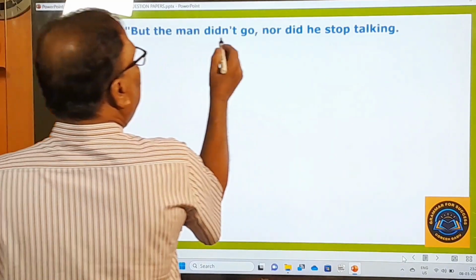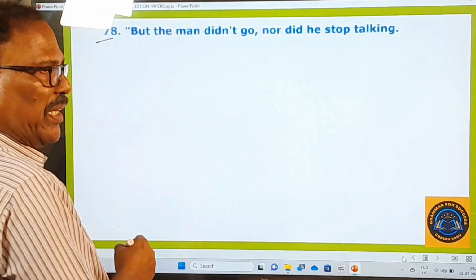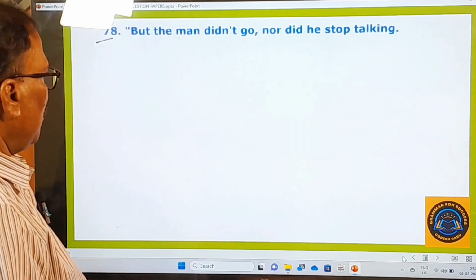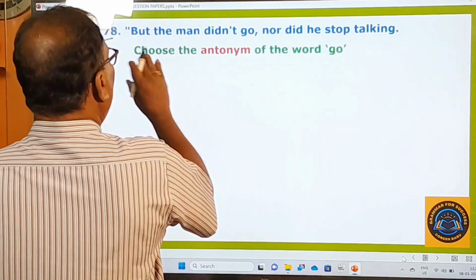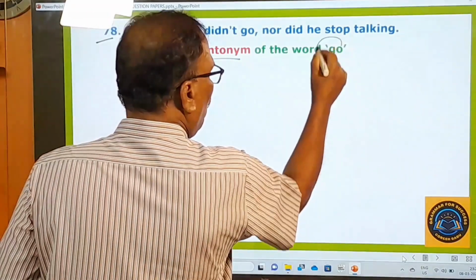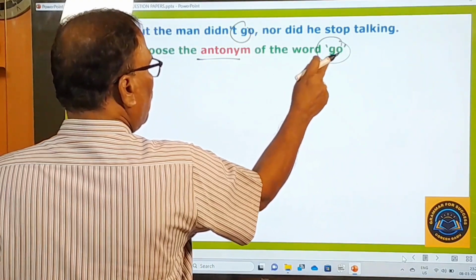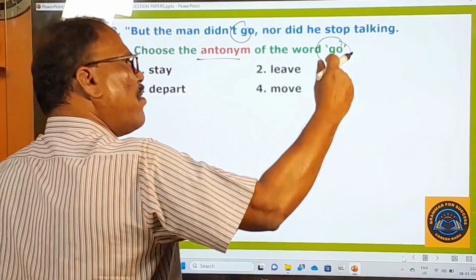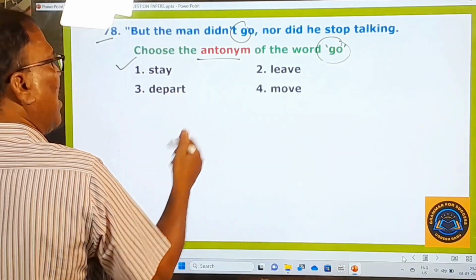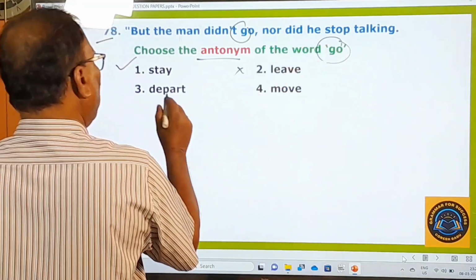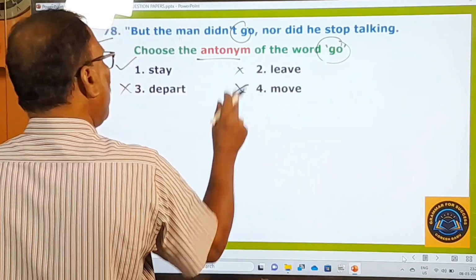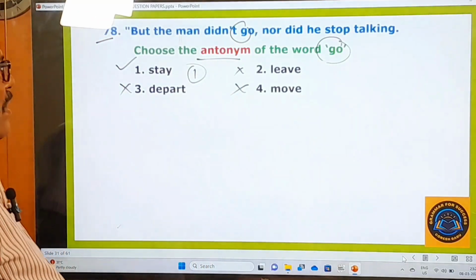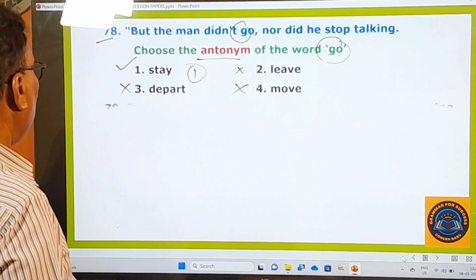78th one. But the man didn't go, nor did he stop talking. So this is the statement given, and let us see what the examiner is asking you to do. Choose the antonym, the opposite word of go. Here go is there. What is the opposite of this go? Let us look at the options. Stay. The very first one is the right one. Go means go away. Stay means stay back. Right. And leave, no. Leave means again go. Depart means again go. Move means again go. So the second one, third one, fourth one are wrong. Only the first one is the right one. Okay, the opposite of go is stay. Right. And now let's go to the next one.